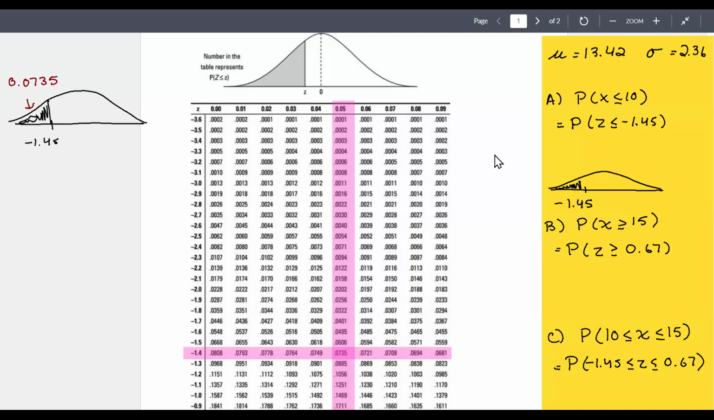So that's going to answer my first question here. Was the probability that a dog is going to live less than 10 years? The same as this question, what is the probability that my z-score is less than negative 1.45? And the answer to that is going to be 0.0735, or a little over 7%.